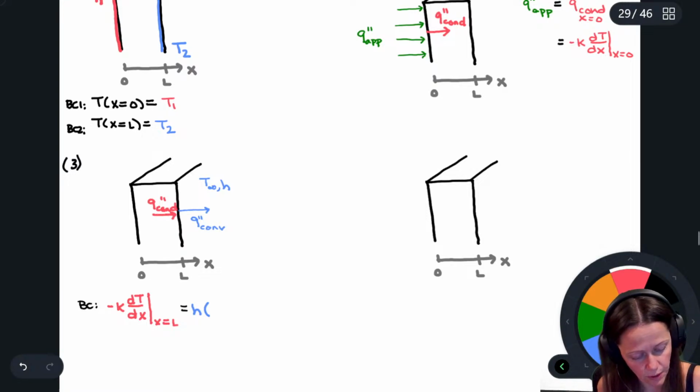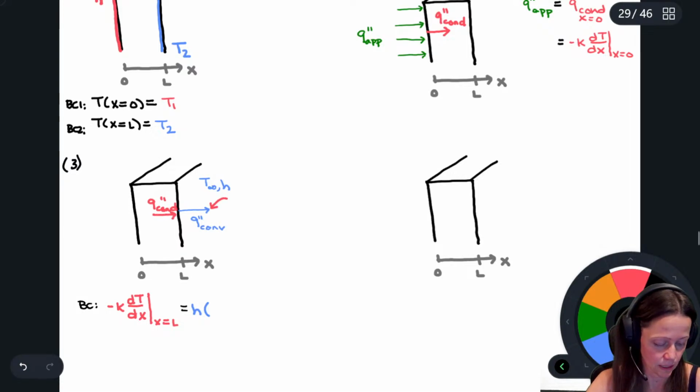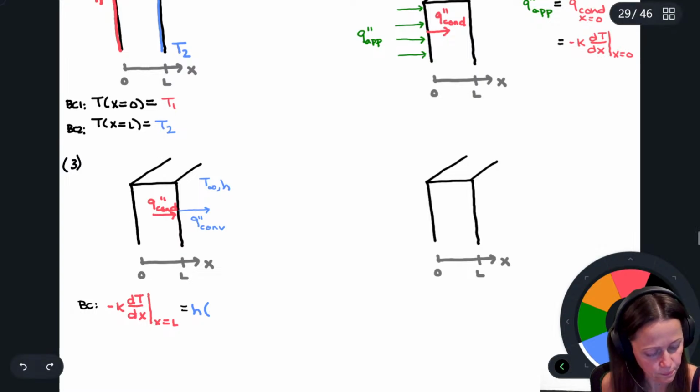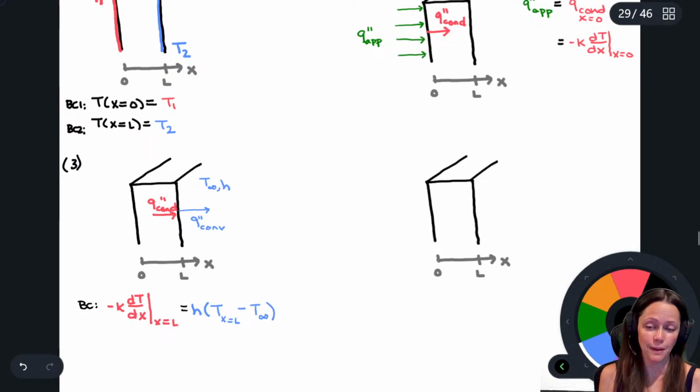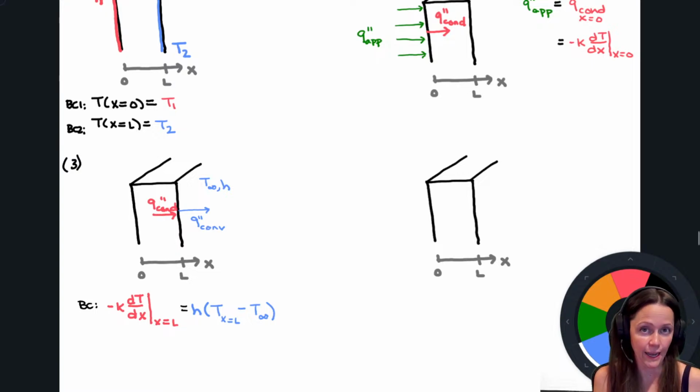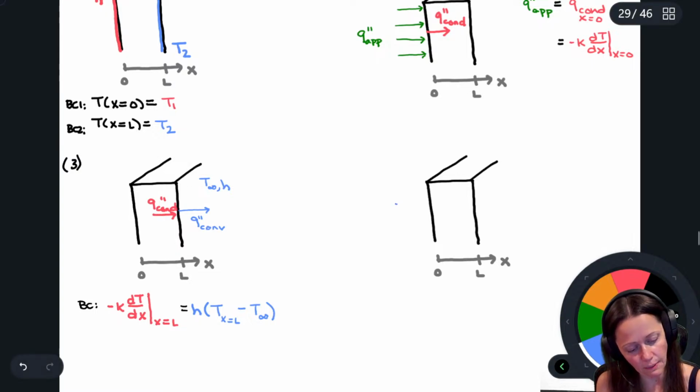All right, we'll start with this side of the arrow. So that's T surface, and then you'll end up with T infinity at that side of the arrow. So it'll be T at the surface, being the temperature at X equals L, minus T infinity. I'm saying that because let's say that I had convection on the other side. And so maybe I have Q by convection here.